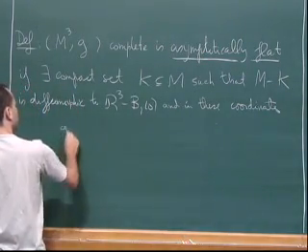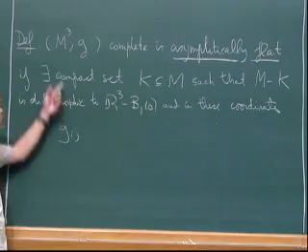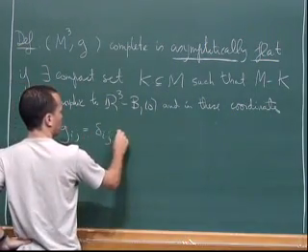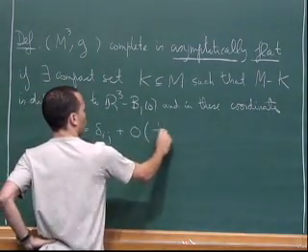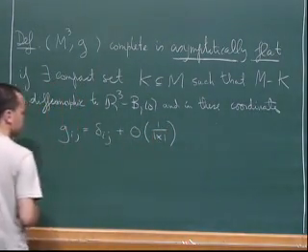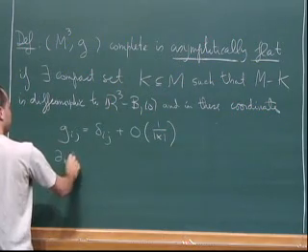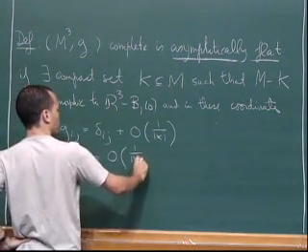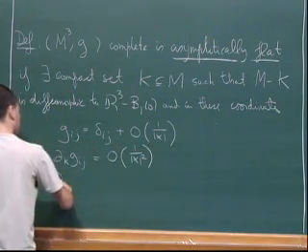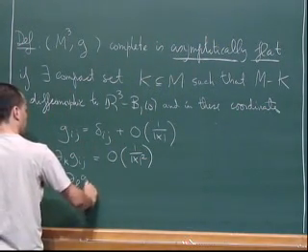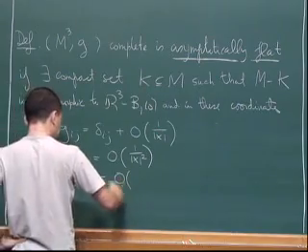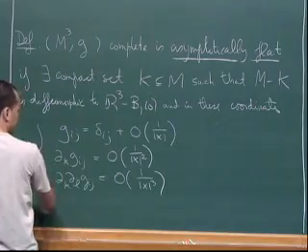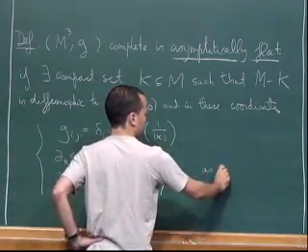So I'm going to assume that g_ij, these are the components of the Riemannian metric, is equal to delta_ij plus O(1/|x|). I want the first derivatives to go to 0 with order 1 over |x| squared, and I want the second derivatives to go to 0 with order 1 over |x| cubed. All of this as x goes to infinity.